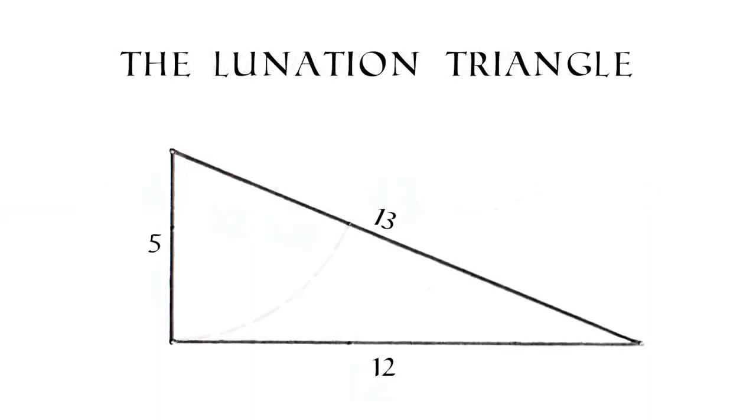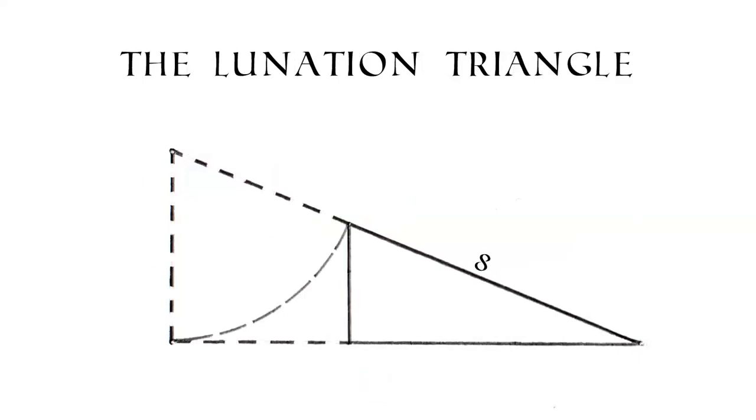So if we swing the vertical of 5 up onto the edge of 13, we can divide that hypotenuse, that long sloping edge, into 5 and 8. Now, this is what leads us to this other lunar measure. So I've just highlighted that bit on the right where the edge of 8 is.